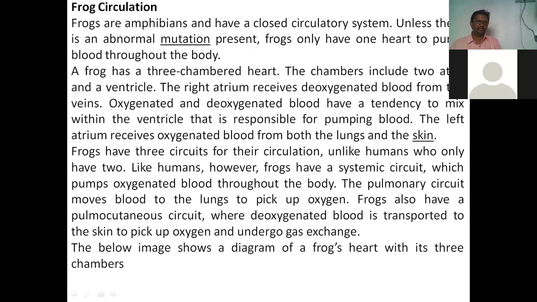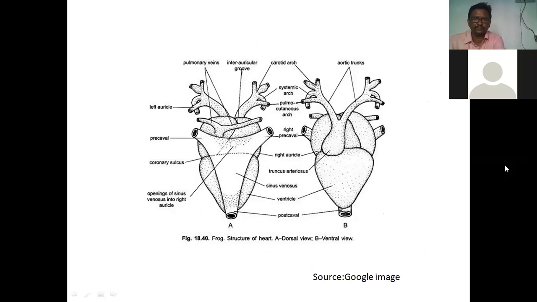Okay, then with the help of the image or diagram, we will try to understand the important organs which are involved in the circulation. And in this circulation, the first and foremost important organ of the circulatory system is the heart. Okay, then the nervous system, arterial system, and venous system. All these systems we are going to learn one by one. So first of all, my dear students, we are going to learn about the heart of the frog.